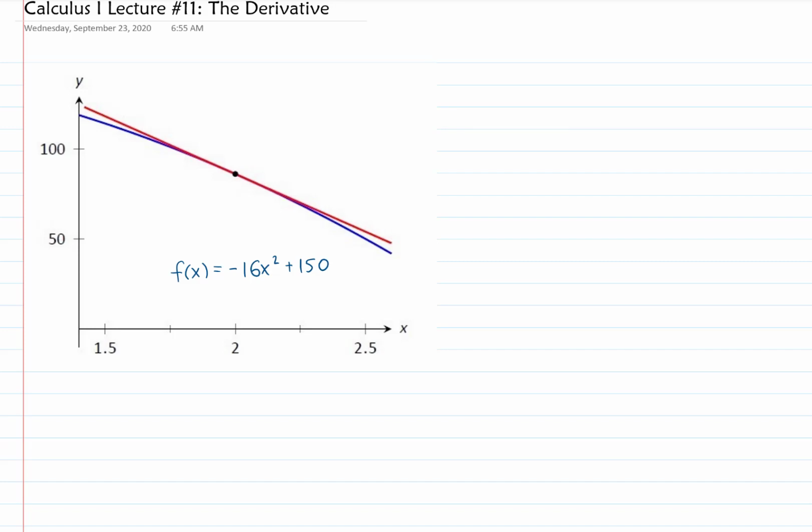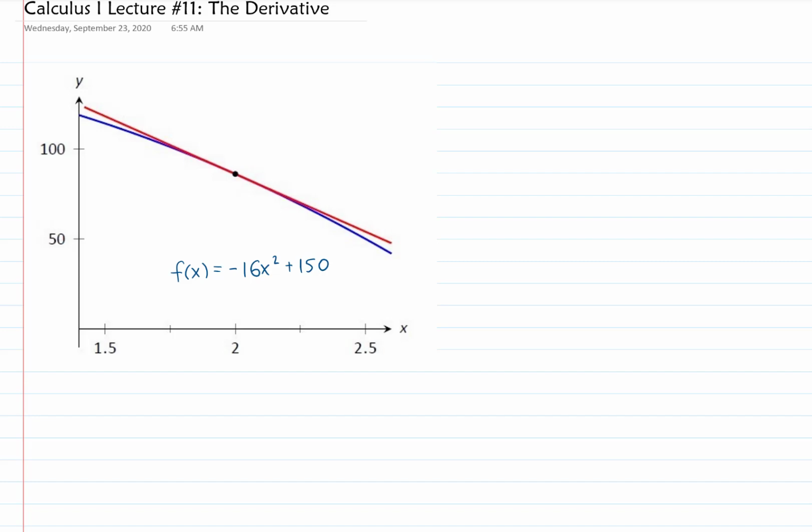Okay, today we're going to talk about something extremely important called the derivative. Most of Calculus 1 is spent talking about derivatives, so this is really important, okay? The question we're going to ask is, what is the instantaneous rate of change of a function?